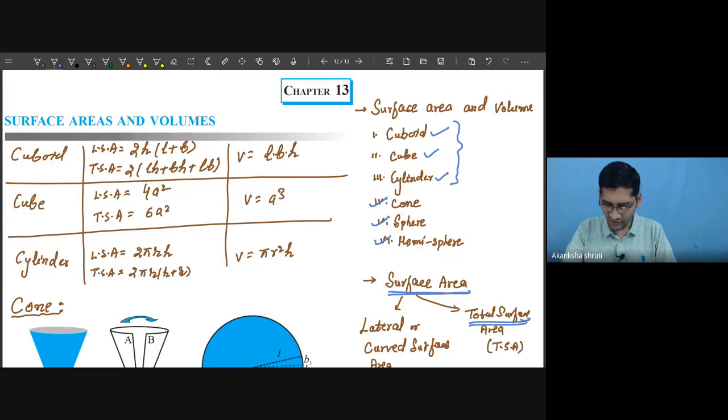For the cylinder, we have the radius and the height. So LSA or CSA is obtained by 2 pi r into h, and TSA is obtained by 2 pi r (h plus r). Volume is obtained by pi r square h. This we have learned in our previous two lectures. If you have doubt, please refer to those lectures.